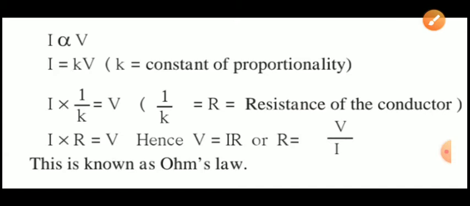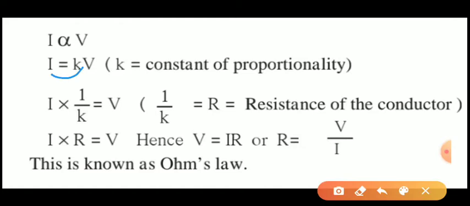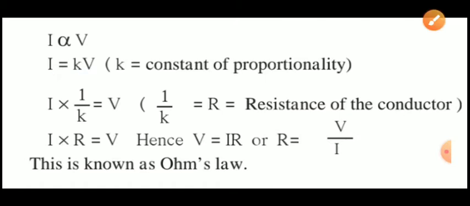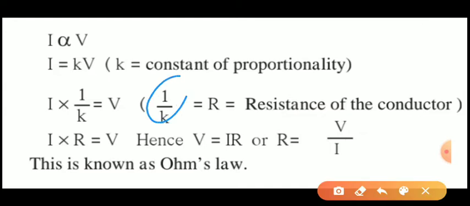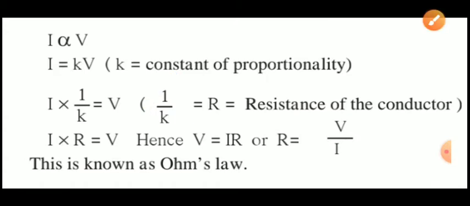Now that K has shifted to the left hand side. So after that K becomes 1 upon K. So I into 1 upon K is equal to V. Now that 1 upon K is taken as R, which is resistance of the conductor. So after substituting that value of R instead of 1 upon K, it becomes I into R, which is V. Hence V is equal to IR, or R is equal to V upon I. This is known as Ohm's law.